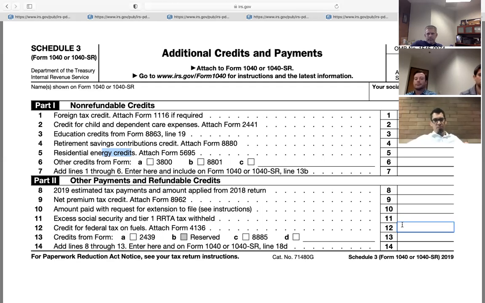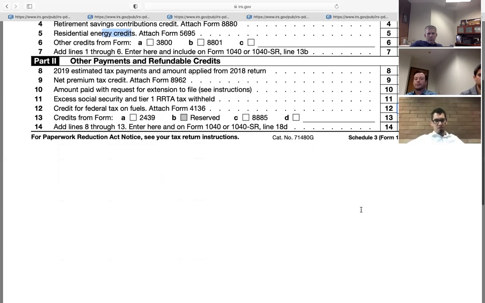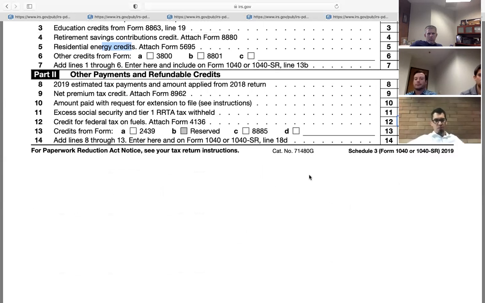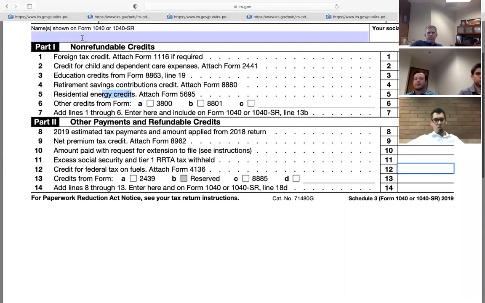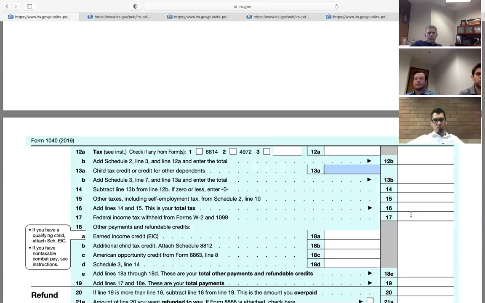This is fuel tax credits. That's like over the road truckers and things like that, who get credits for taxes paid on their fuel. So all those credits will land here and then just total to the return.